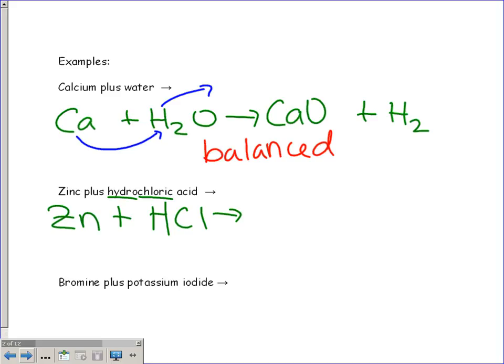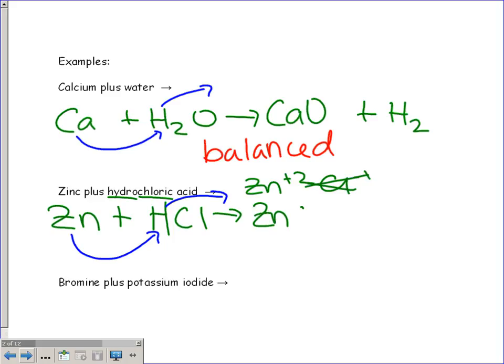So zinc will come in and kick this hydrogen out. So yet again, I will have hydrogen gas as one of my products. We're going to assume that the charge of zinc here is 2. So zinc +2, Cl -1. When those crisscross, I get ZnCl2, and the other product is going to be hydrogen gas, H2. Now remember that H has no subscript in HCl because of the charge of chlorine, but here it has one because it's diatomic.